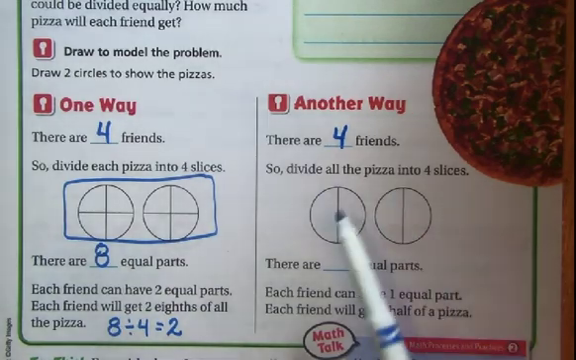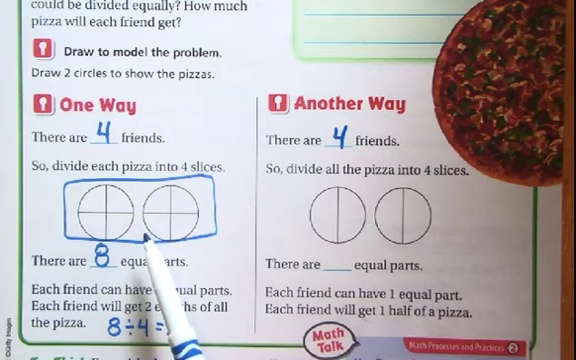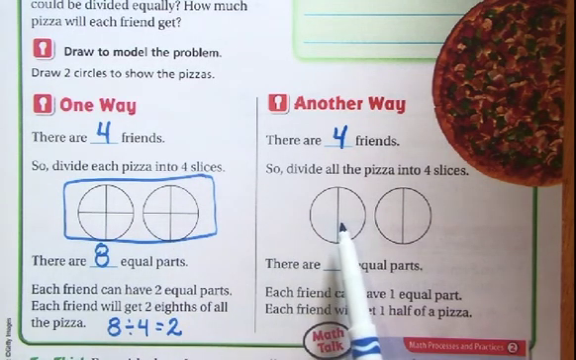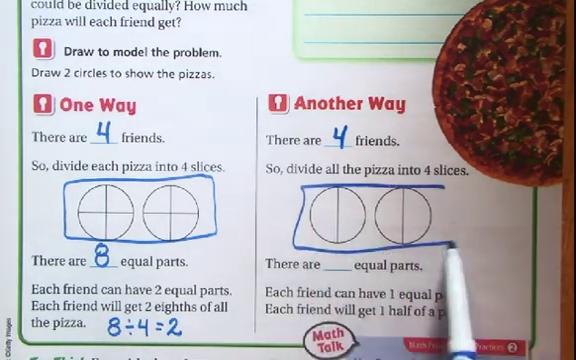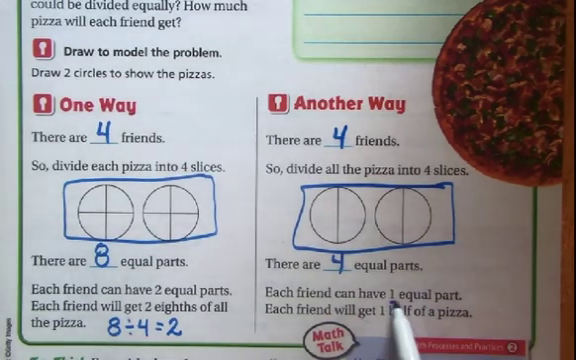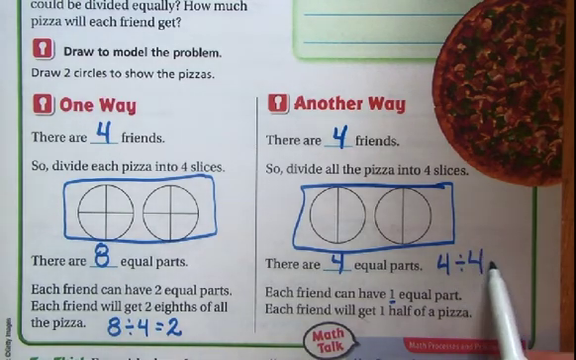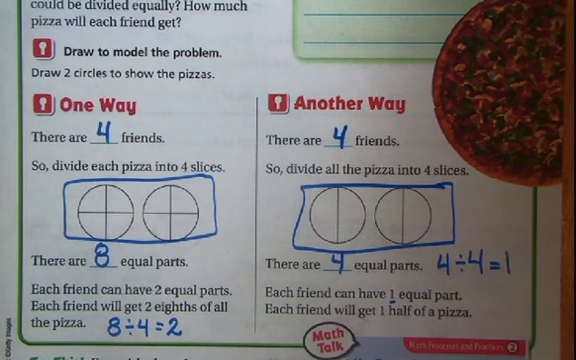All right, let's work on the other side, guys. There are 4 friends. Instead of this time dividing it into 4 slices each, they divided it a different way of showing 4 slices. But how many equal parts are on this side? 4, all together. Now it says each friend will get 1. I use the division rule: 4 pieces divided by 4 friends equals 1 piece each.